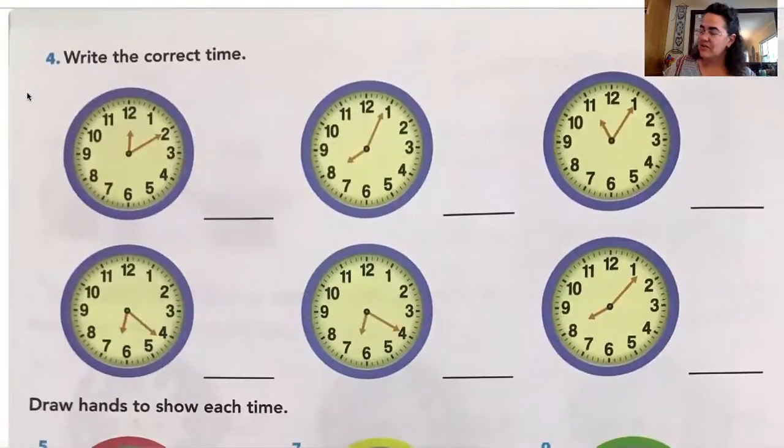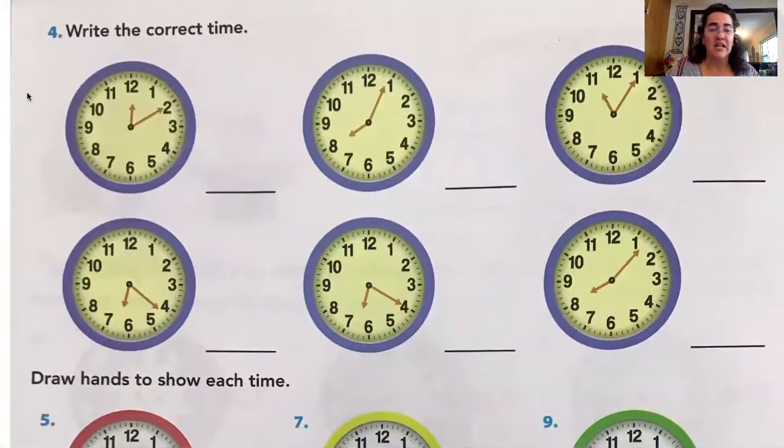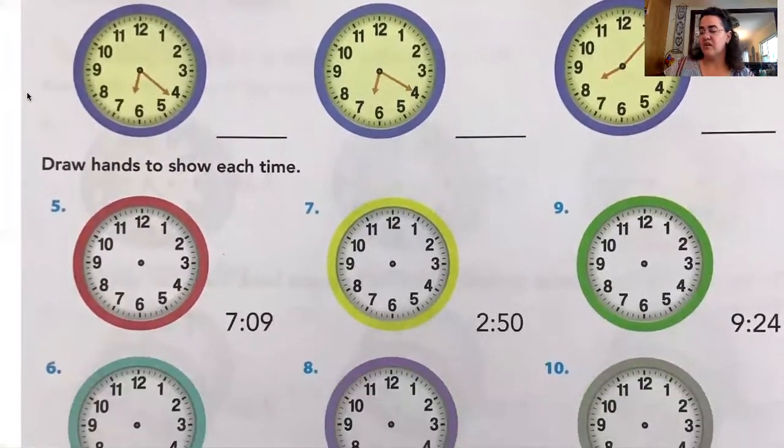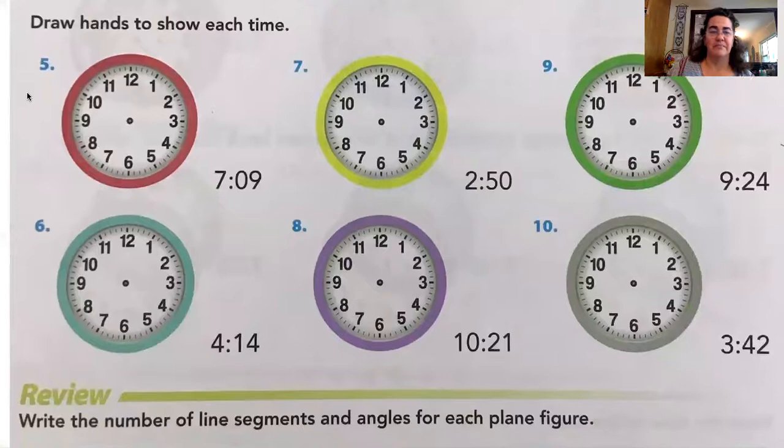Okay, so we're going to write the correct time. Just like we just did, read the clocks and fill in the time frame. Then you're going to draw the hands to show the time. Okay, boys and girls, you're good at this. You've done it before. I know it's a little harder without your little clock, so just remember the hour hand is the short hand, the minute hand is the long hand. You're going to write in the time.